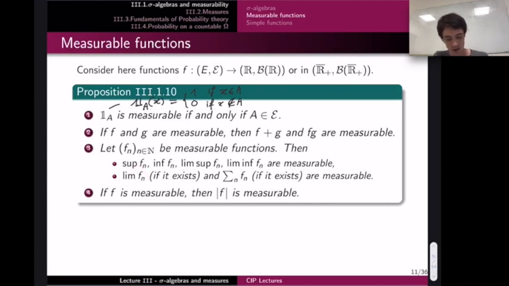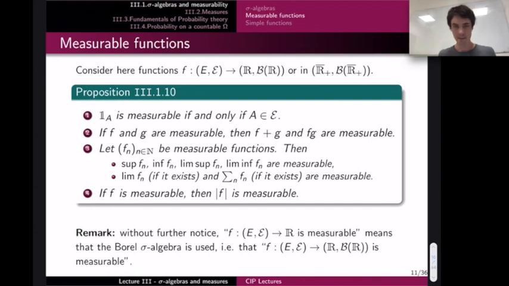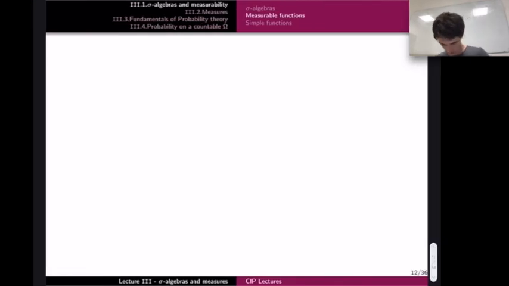And if it exists, their limit also is measurable. Well, in that case, if it exists, it's equal to the lim sup and the lim inf, so of course it's measurable. And if it exists also, the series of functions is measurable. So I will prove this. And the last point is that if f is measurable, then its absolute value is measurable as well. So let us prove this proposition, first the point 1. So proof.